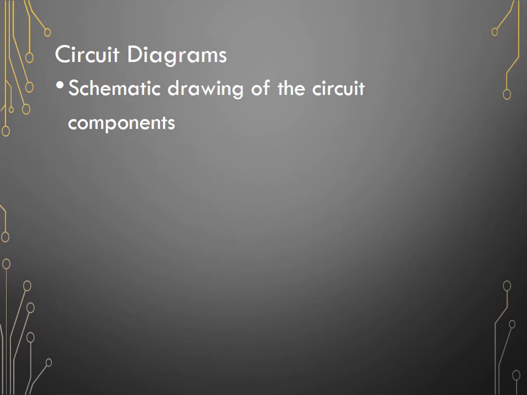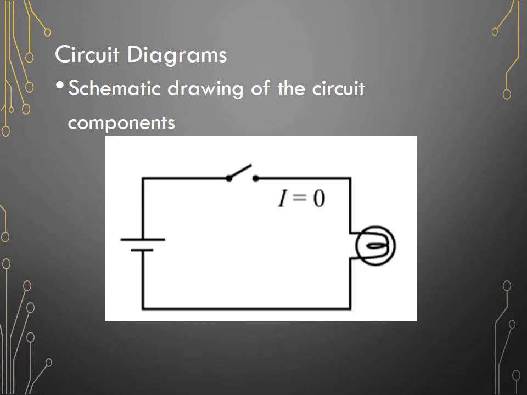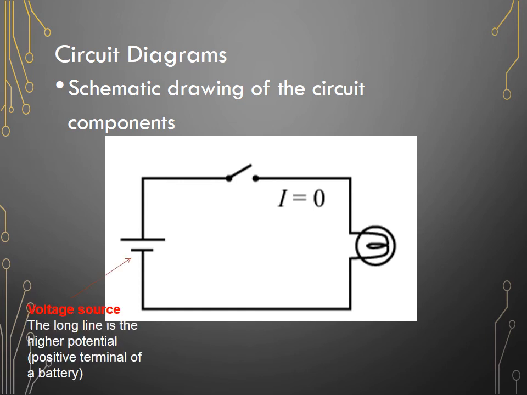A circuit diagram is just a schematic drawing of the circuit components. So a schematic drawing just means it's kind of an outline. It doesn't actually represent what in real life the wires look like. It just shows you how the circuit goes together, and it makes it easier to see the overall picture. So here's a circuit diagram. You actually made this circuit today in class.